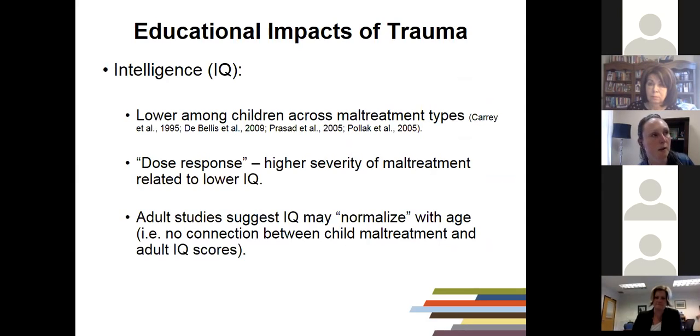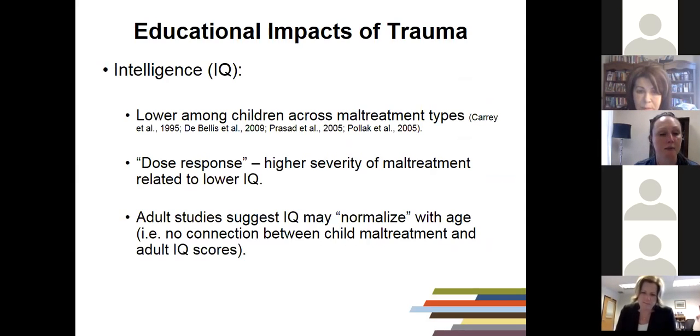I don't know if you remember during the first talk, I mentioned that some of the changes that happen in the brain in terms of the hippocampus and memory can be corrected by an enriched environment. So there's something to be said around brain plasticity. While kids may show challenges early on, there's a chance for intervention to correct that and help them catch up and get back to where they need to be. There's also a dose-response relationship between maltreatment severity and lower IQ: the more maltreatment you've had and the more severe it is, the more of an impact we see on IQ.